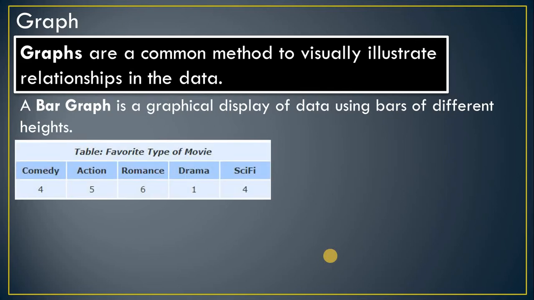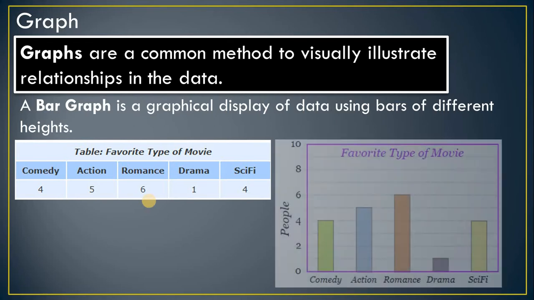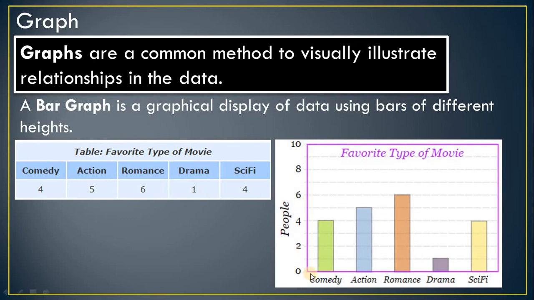So in the bar graph, suppose you are going to display the information in terms of a bar graph. We have two pieces of information: first is movie types, and the second is the number of movies. Like comedy movies we have 4, action movies 5, romance movies 6. So you can represent this information in the bar graph. As you learned, this is the x-axis, and the vertical axis is the y-axis.